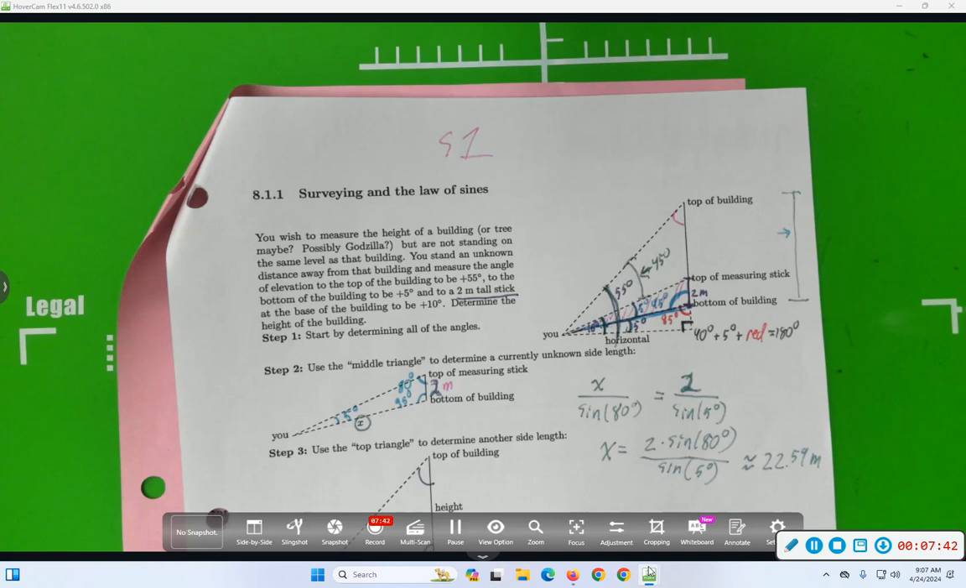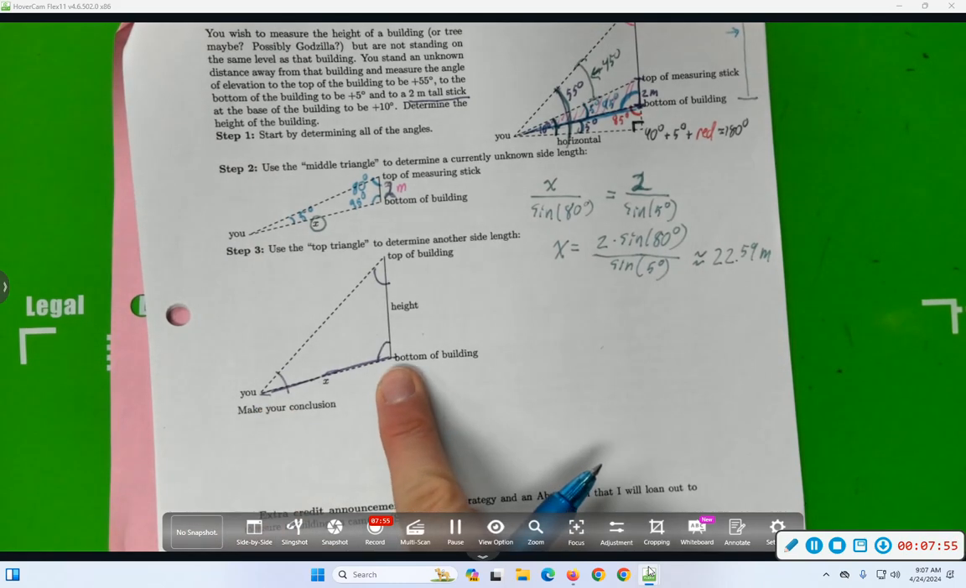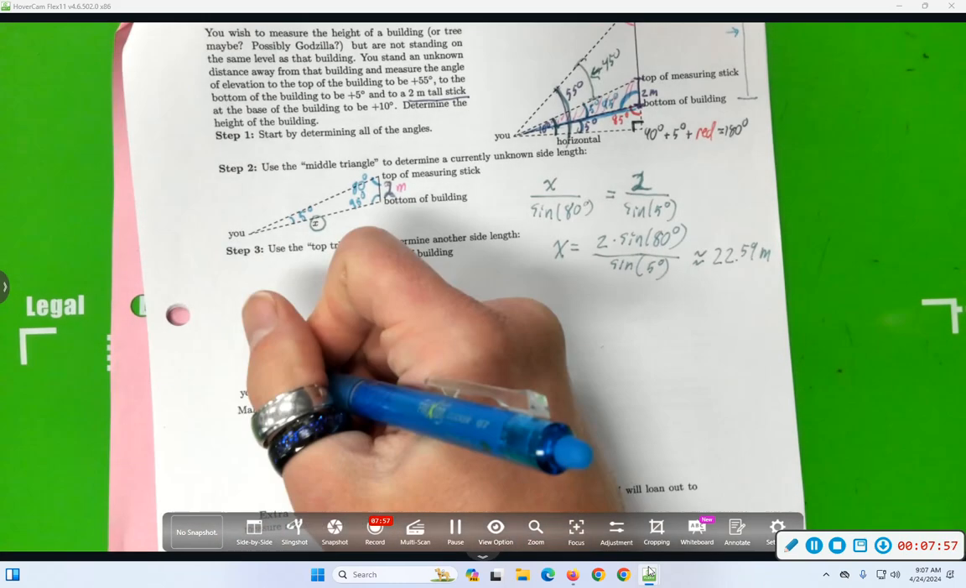Oh, cool. So it looks like the triangle from you to the bottom of the building to the top of the building is a triangle you can use the law of sines on again. So let's use the law of sines on that again. Let's start by filling in the angles in this diagram. What's this angle?